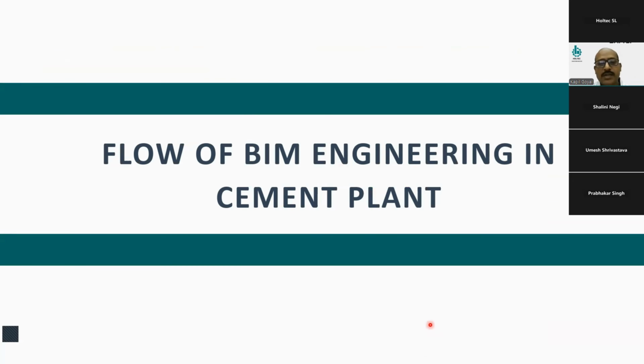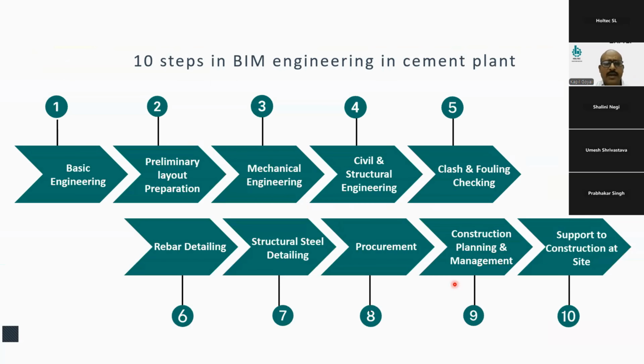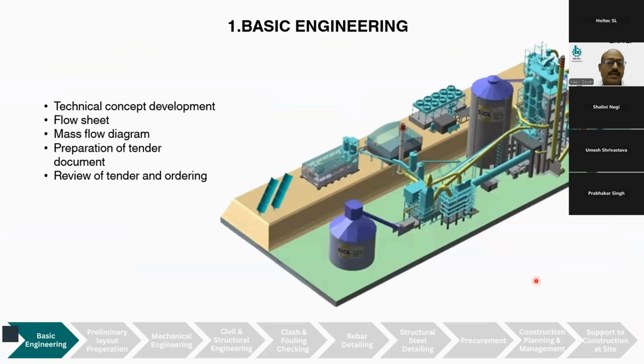So we have understood the challenges that we met through BIM. Now let us understand the flow of BIM engineering in a cement plant. We have categorized 10 major steps in the BIM engineering for the cement plant. Starting with the basics, we start basic engineering. A technical concept is developed and accordingly flow sheets and mass flow diagrams are prepared. Preparation of the tender document is done and then we review the tender and ordering is done. By ordering, we select a major mechanical engineering supplier who will do the further mechanical engineering.